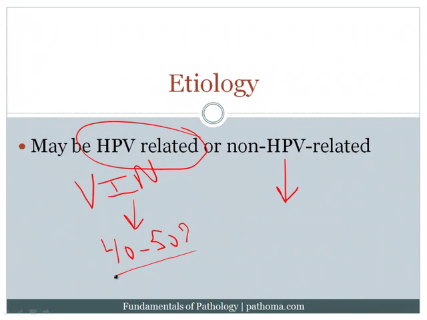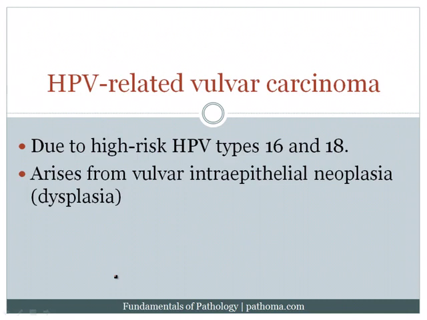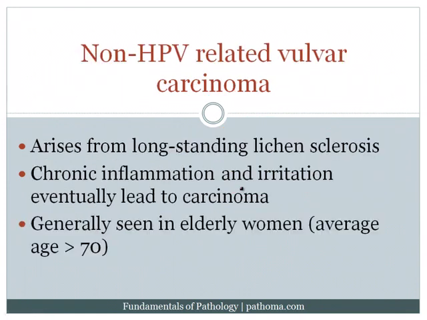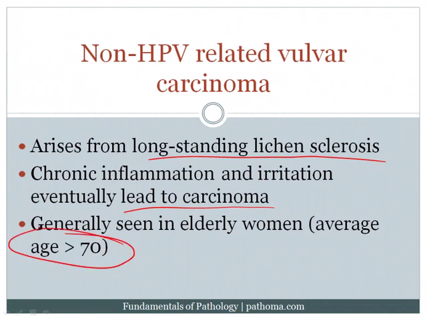So let's walk through this in your text. What do I say here? I say that in the HPV-related vulvar carcinoma, it's due to high-risk types, for example, 16 and 18, and it arises from vulvar intraepithelial neoplasia, which is really a dysplasia, also called VIN. Just like you would call it CIN in the cervix, here we call it VIN. Now there's also a non-HPV-related vulvar carcinoma. This arises from long-standing lichen sclerosus, and basically the patients have chronic inflammation and irritation from that lichen sclerosus, which eventually leads to the carcinoma. And again, this is usually going to be seen in elderly women greater than the age of 70. So that's our discussion of vulvar carcinoma.